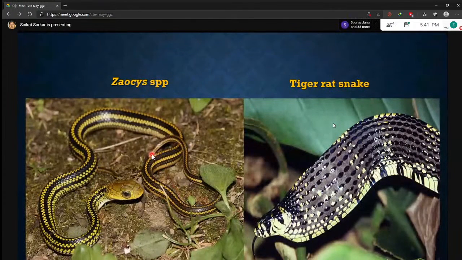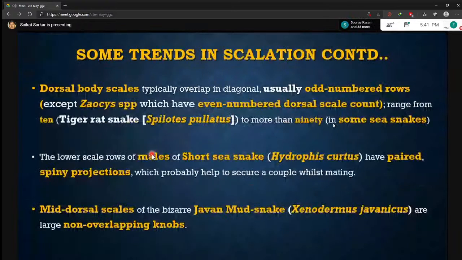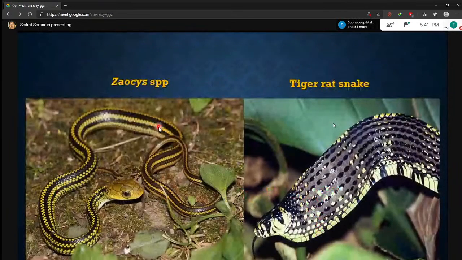That species, sorry, Zausi species. Zausi species means this one. That means the odd numbered rows except the Zausi species. These are the snakes that are having even numbered rows. So that is Zausis. Now this is the tiger snake. They are having 10 to 12 rows of scales, dorsal scales. So that is the tiger rat snake.